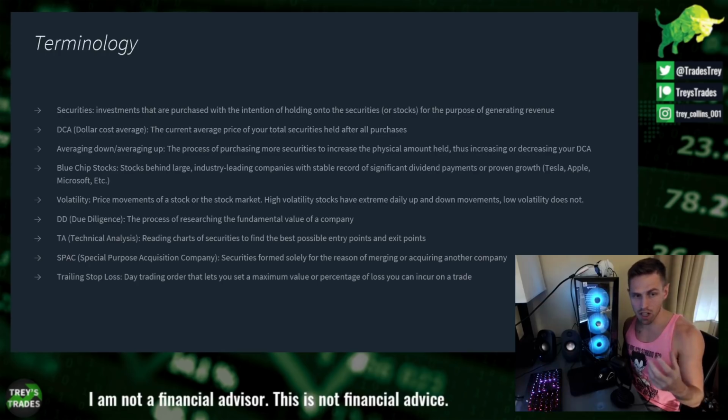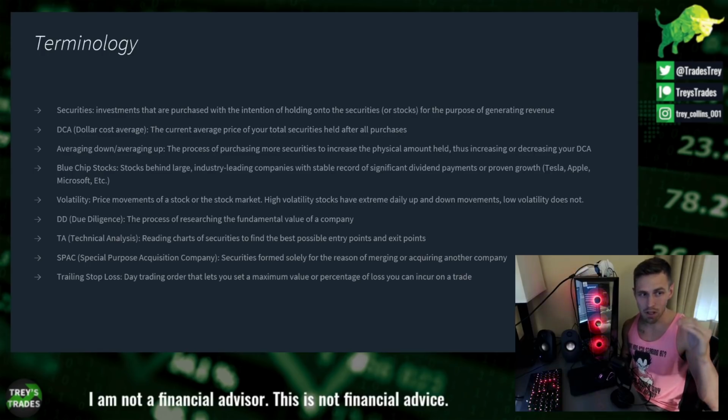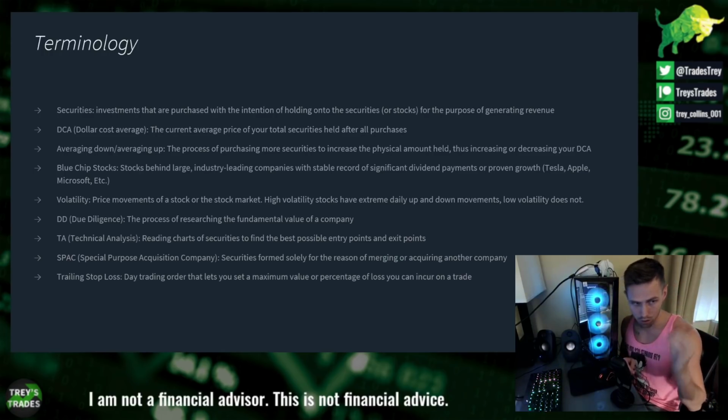Averaging down or averaging up. This is the process of purchasing more security to increase the physical amount held, thus increasing or decreasing your dollar cost average. So if you purchased 100 stock at let's say $5, and then you buy 100 more at $6, that means you averaged up, right? You increased your overall dollar cost average to $5.50. On the flip side, if you bought it at $6, then you bought it again at $5, 100 shares each, right? Your dollar cost average would go down. That is averaging down to $5.50 for 200 total shares held.